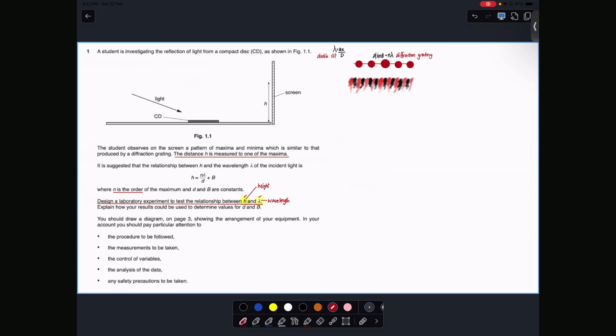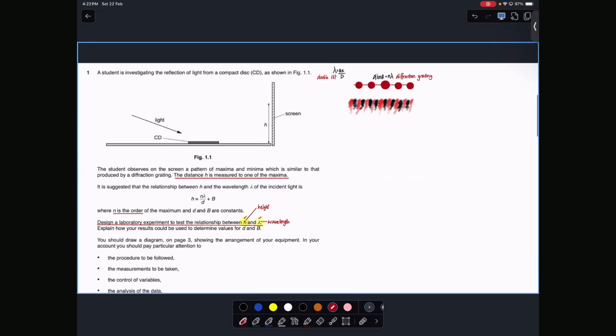So first it says show a diagram to show the process here. Question for you guys, okay? How do you vary the wavelength of a light? Different color lights. Yes, but how do you know their wavelength?